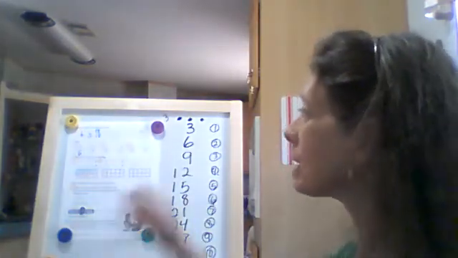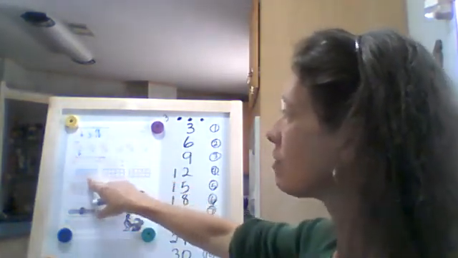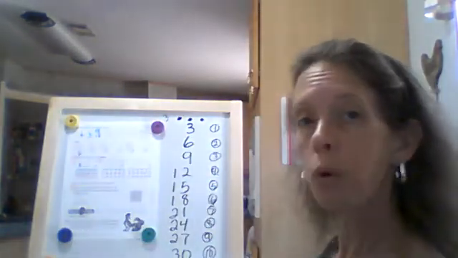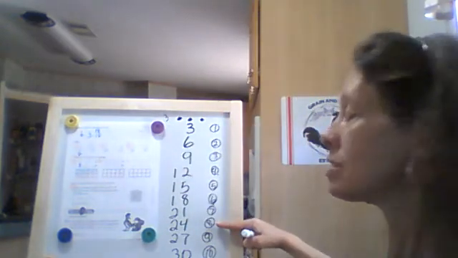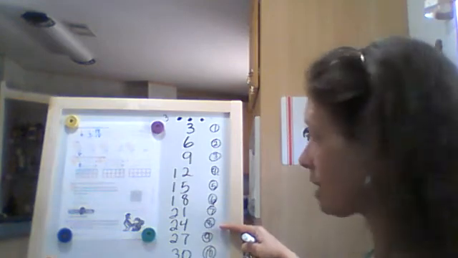So we have 1, 2, 3, 4, 5, 6, 7, 8, 9, 10, 11, 12, 13, 14, 15, 16, 17, 18, 19, 20, 21, 22, 23, 24. How many cookies did I make? 5, 6, 7, 8. 8 cookies. So I know that 8 times 3 is 24. Let's check myself. 3 times 8. Yes, 24. I got it right. Very good.